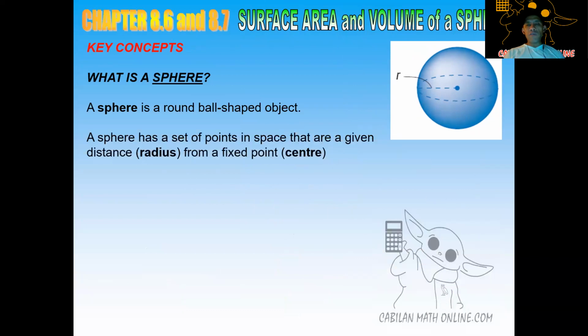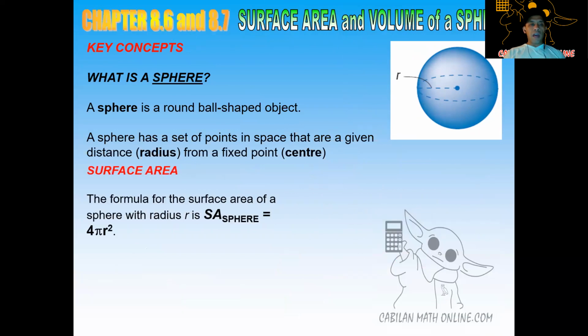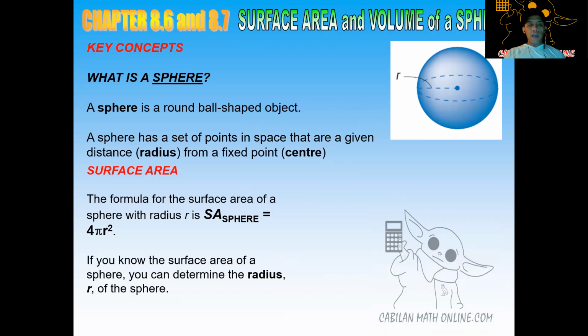What we have to know about a sphere is that there is a radius that goes from the center of the sphere to the edge of it. The formula for surface area is 4 pi r squared. Again, the radius is from the center to the edge. In the event that you have a diameter, don't forget that you need to divide the diameter by 2 in order to get the radius. So that's the formula for the surface area.